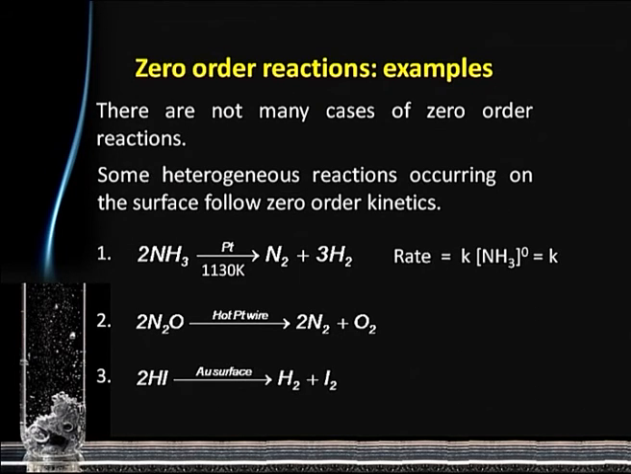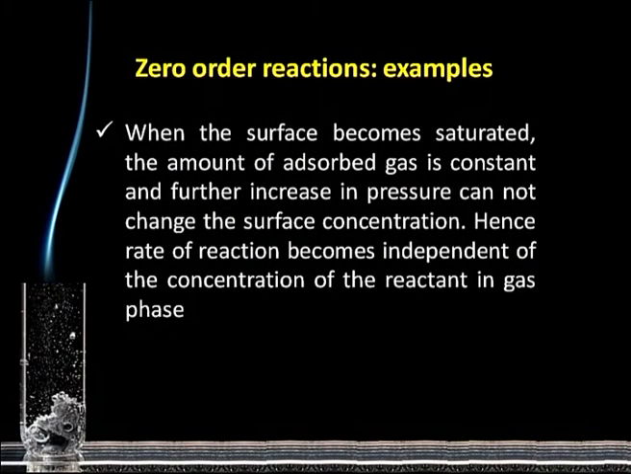How do you explain this? When the gaseous reactants are in contact with the surface, the surface gets saturated with the reactant, so that the concentration of the reactant available on the surface where the reaction takes place is constant. Therefore, the rate of reaction becomes independent of the concentration or the pressure of the reactant in the gas phase. That is how we get constancy in the rate of reaction. At the site of reaction, concentration remains constant, and therefore the rate of reaction remains constant.